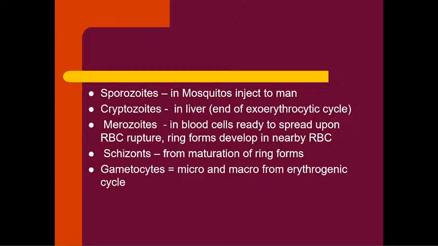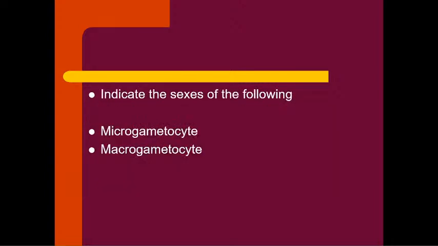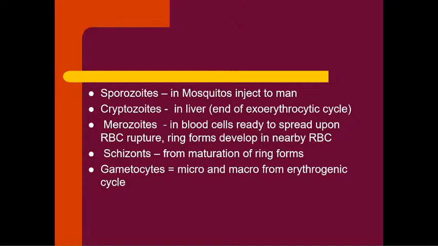So, let's look at it fully. Sporozoites are within the mosquito. They would inject it to man. The cryptozoites will go to the liver. They would undergo an exoerythrocytic life cycle, which means it's the life cycle outside the RBCs.